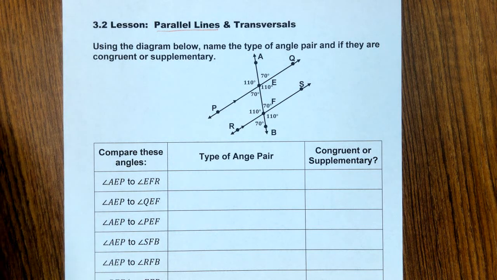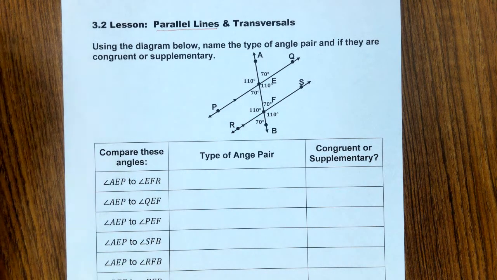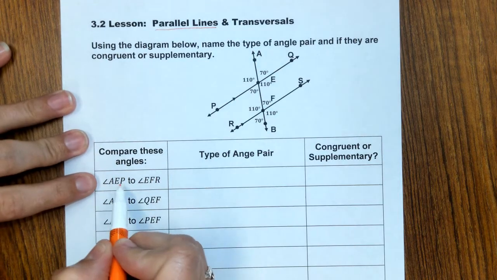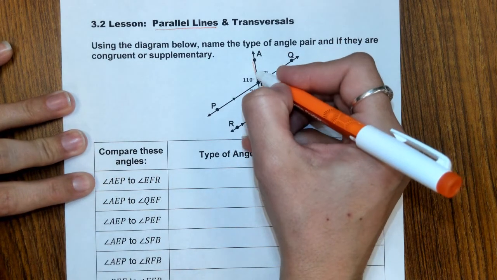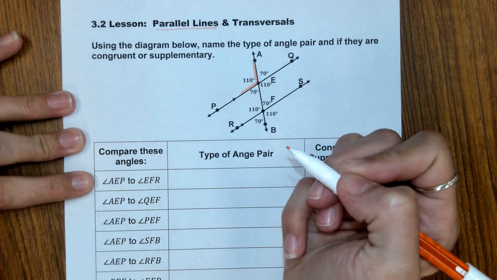So the first thing, we're using the diagram below. Name the type of angle pair and if they are congruent or supplementary. We've got all the angle measurements here for us, so we can tell if they're the same or if they add to 180. The first angle pair we're going to look at is angle AEP. So we go from A down to E over to P. So we're looking at this angle.